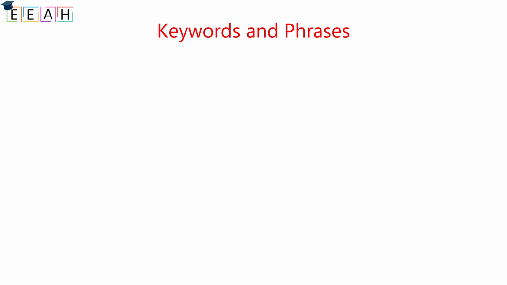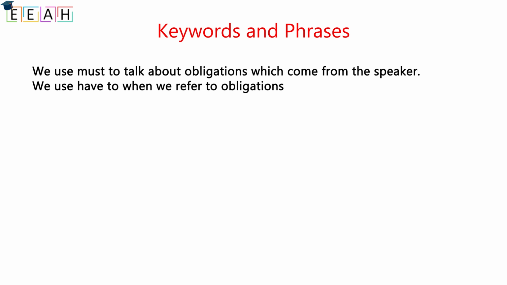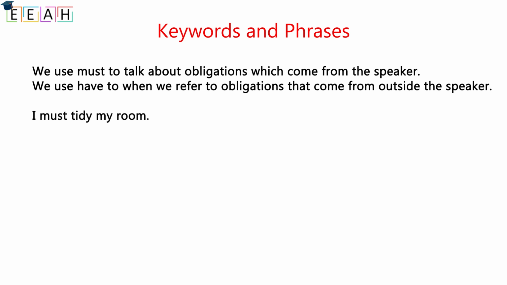Let's have a look at today's keywords and phrases. We use must to talk about obligations which come from the speaker. And we use have to when we refer to obligations that come from outside the speaker. For example, I must tidy my room. The obligation comes from the speaker, me. I have to be in class at 8:30. This is a school rule, so the obligation comes from outside the speaker.